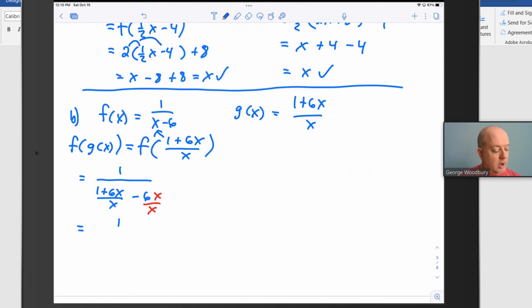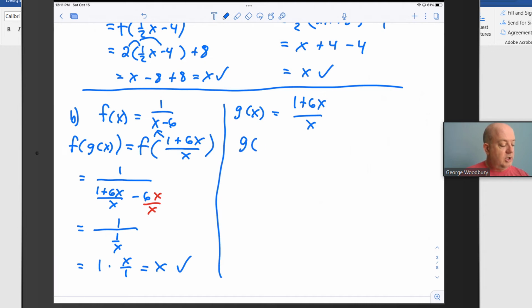So we have 1 over x. Dividing by a fraction is the same as multiplying by its reciprocal. So that's 1 times x over 1, and that equals x. So we found that in that direction, this works. Let's verify the other direction.